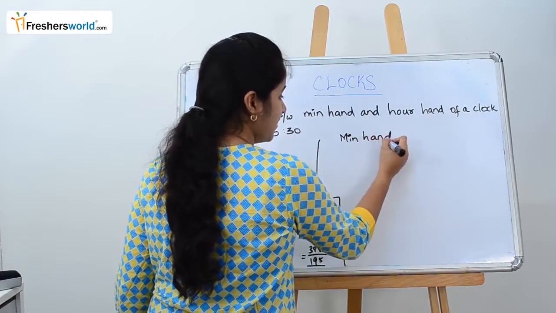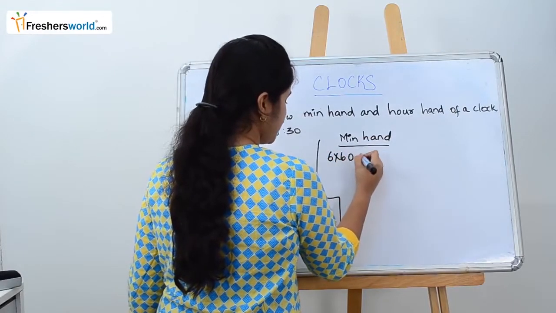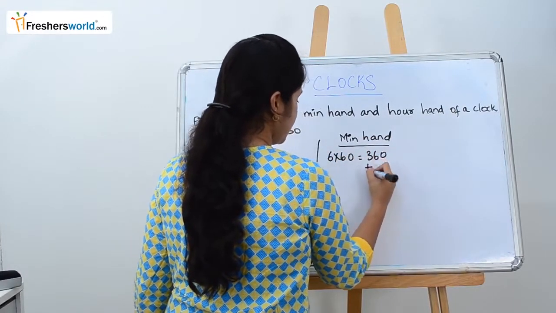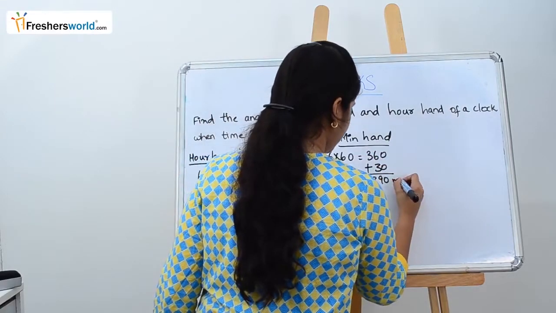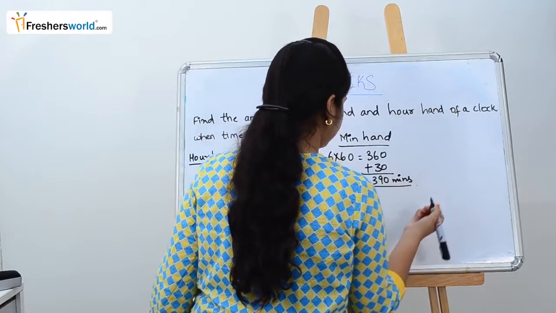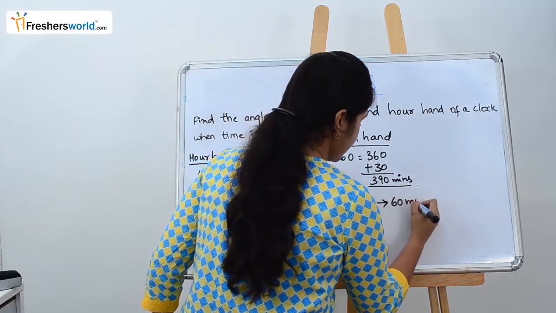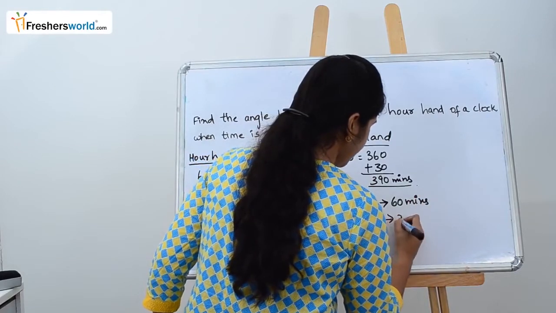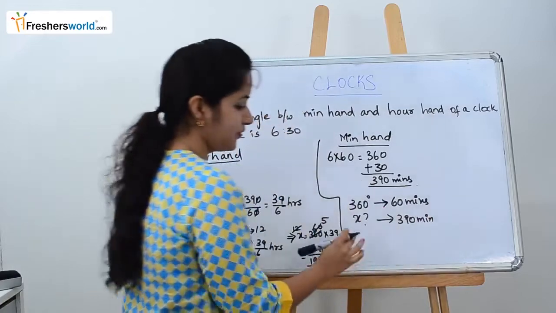Similarly, now we are going to convert everything to minutes. So 6 into 60, which is 360, plus 30 minutes. Similarly, we get 390 minutes here. The minute hand moves 360 degrees for every 60 minutes. So we have 390 minutes here. How much does it move? We are going to find this.